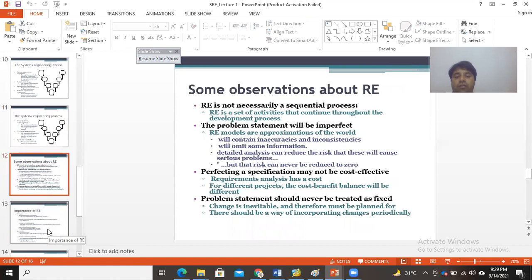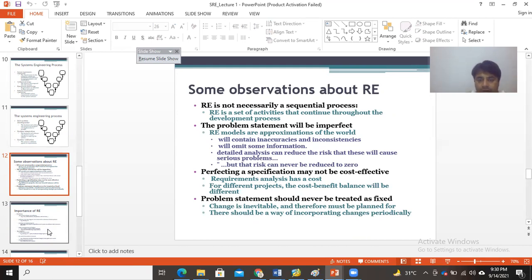Then we have some observations about requirement engineering. As I've discussed, there is no definite or defined formalism that requirements will always be done in a particular way. There is no perfect way defined to extract requirements. The one and only basic reason is the demographic behavior, the demographic studies available for people. So requirement engineering is not necessarily a sequential process. Whatever you know, you can apply on a customer and extract requirements from that customer. Requirement engineering is a set of activities that continue throughout the development process, not necessarily performed in a particular order. You can apply them in any order to extract requirements from the customer.